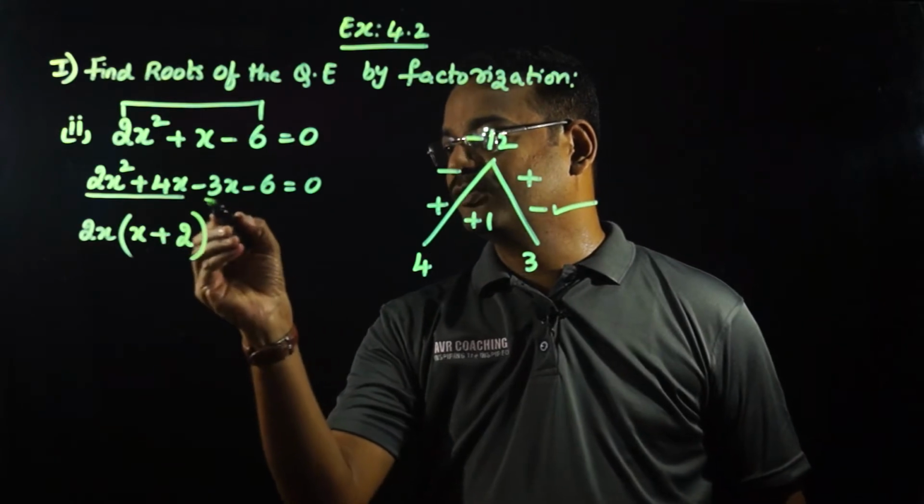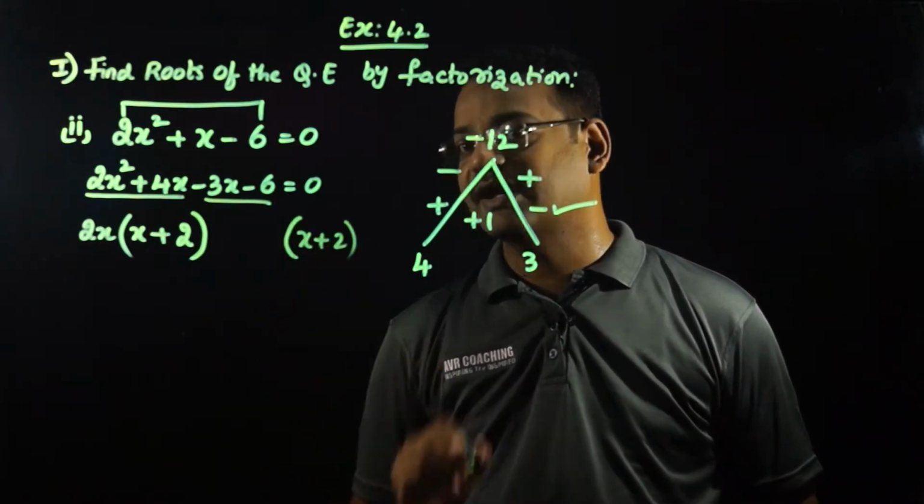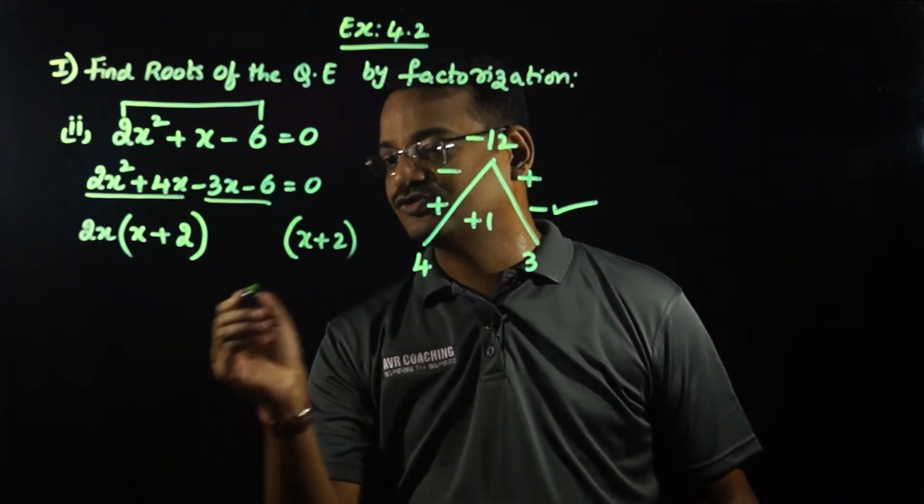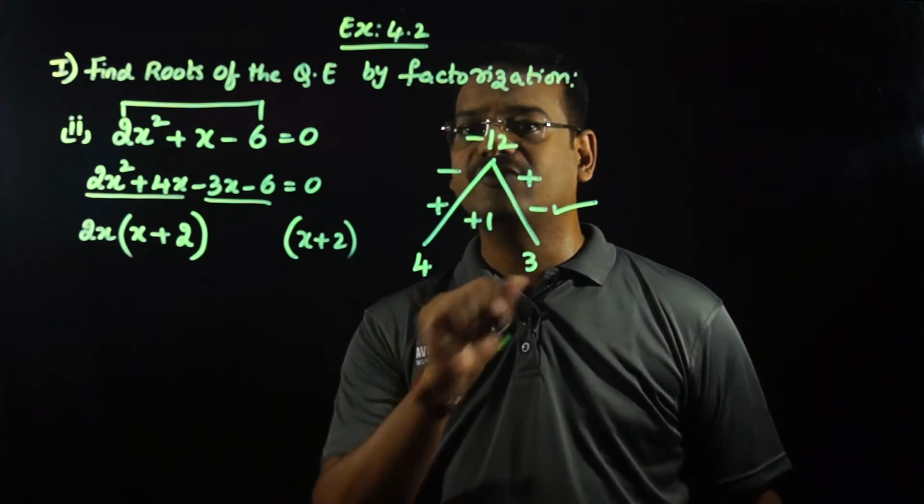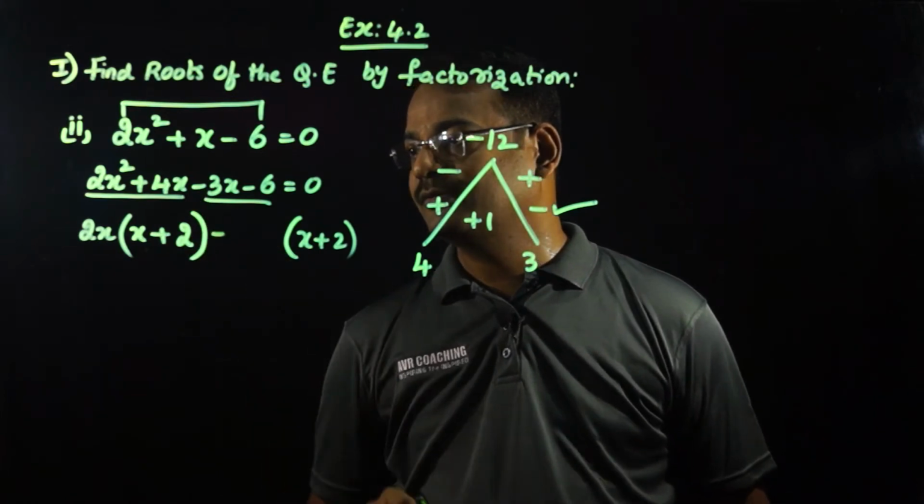So as per the rule, we should take the same term in the second bracket as that of the first bracket. So this is x plus 2, so the second bracket will also contain x plus 2 only, and you can write it very blindly. So minus is the middle sign, so we write minus.